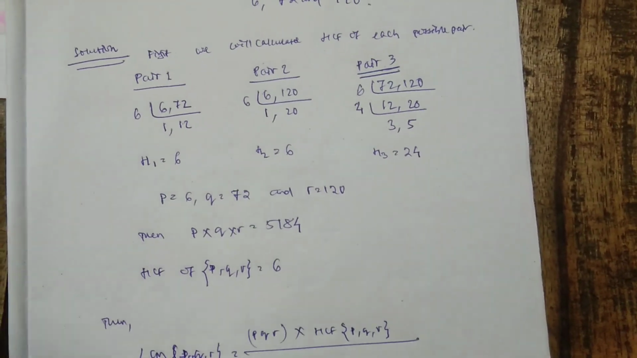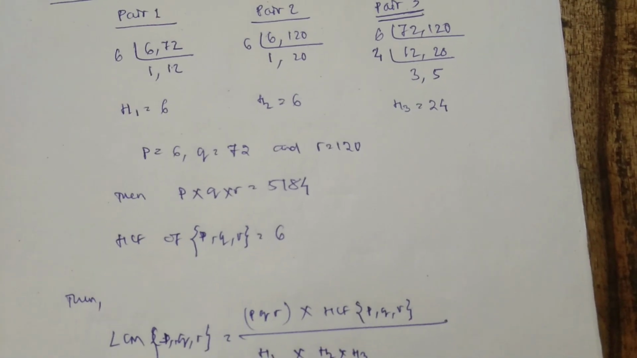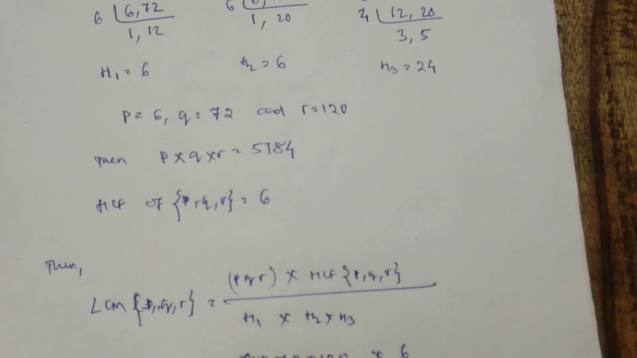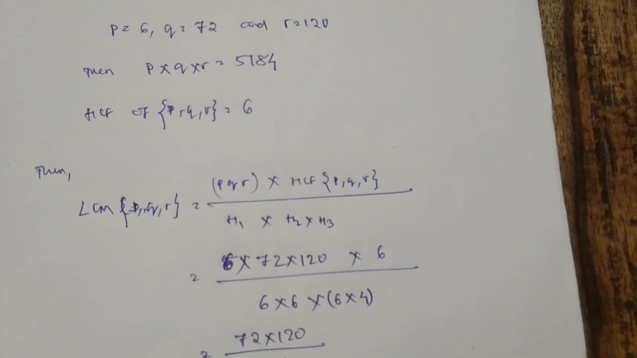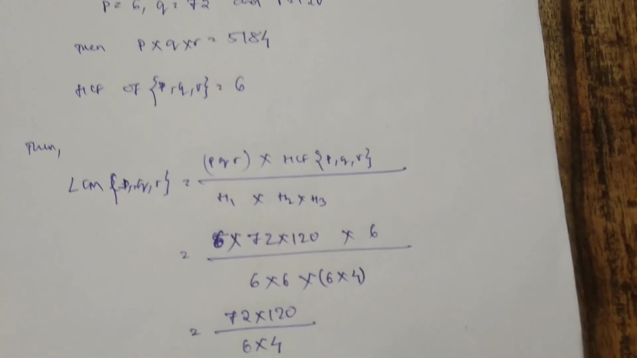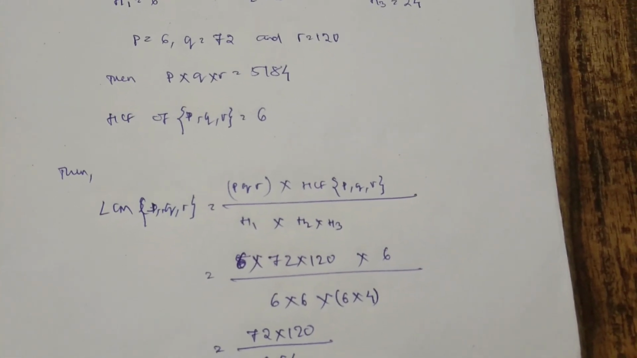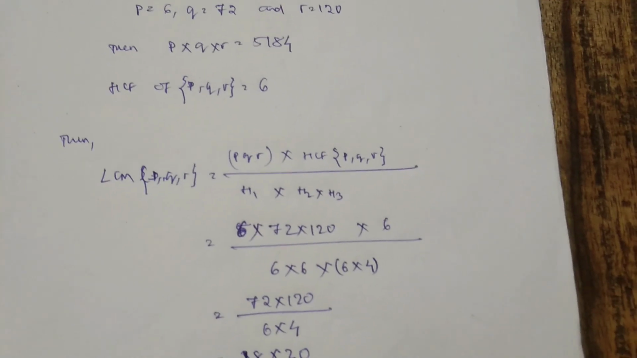We have the product PQR equal to 5184. The HCF of PQR is 6. Now we will calculate the LCM of PQR, taking the product into the HCF of these three numbers, whole divided by H1 into H2 into H3. P is 6, Q is 72 and R is 120, and their HCF is 6.